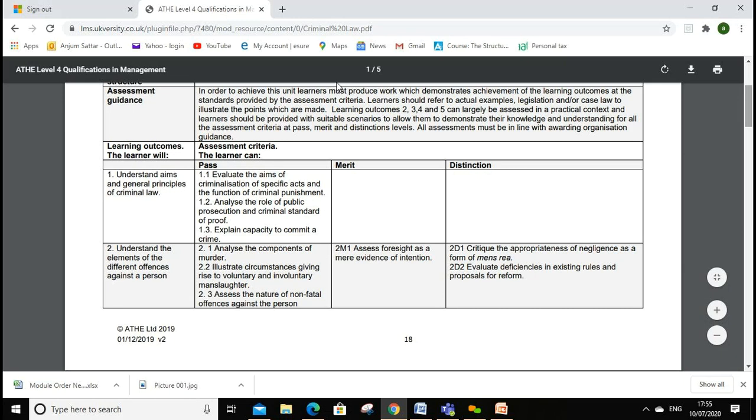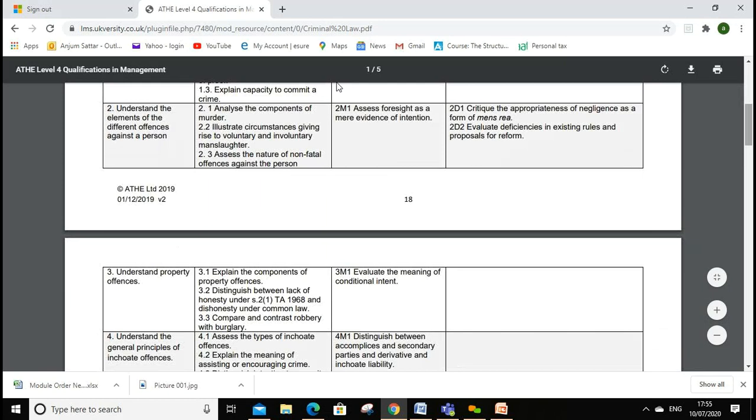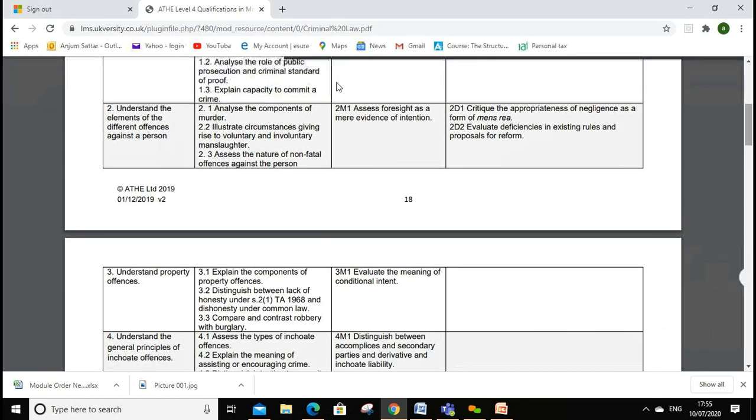Non-fatal offenses against the person. Components of murder, yes, which we learned about. Intentions, and we discussed various case laws, and we discussed evidence and the bundle of evidence as well. Yes, in criminal law it is crucial to be well aware of the bundle of evidence.